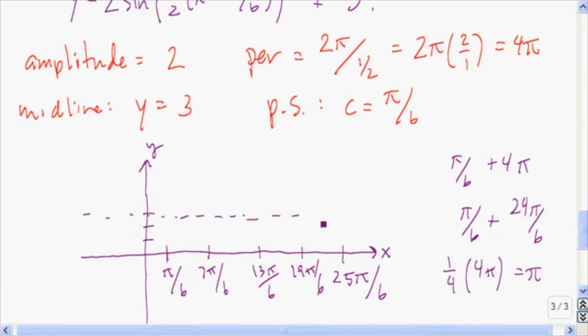And then we're going to go up the amplitude and down the amplitude. So 1, 2 puts us at 5. Then 1, 2 puts us at 1. So this is going to range between 1 and 5. All right, now we're ready to get it. So that's all the hard part.